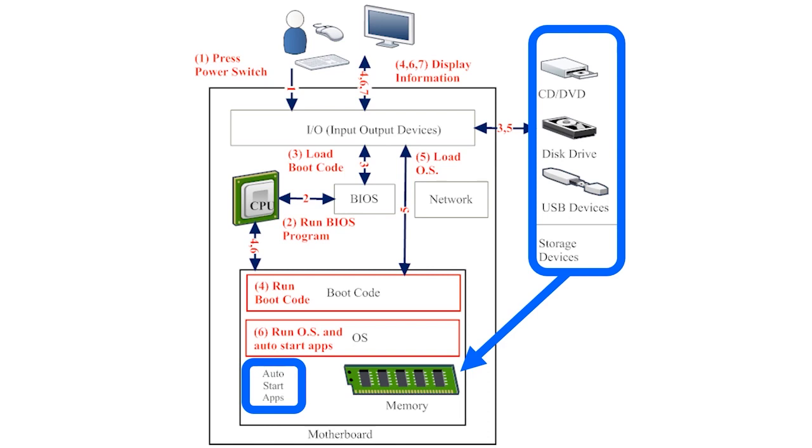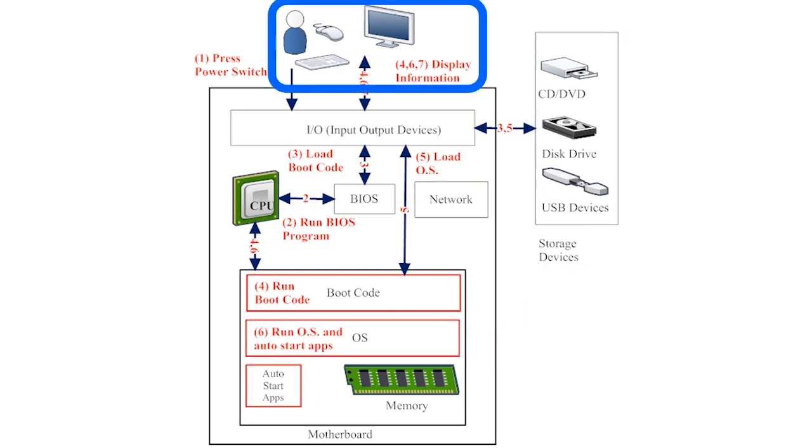Once those automatic startup applications are up and running, the user may begin to interact with the computer via the mouse and keyboard. If you have a username and password set up on your computer, this is the point where you'd be prompted to enter it. So that's what happens when you switch on a computer. Now let's take a look at what happens when you load and run an application.